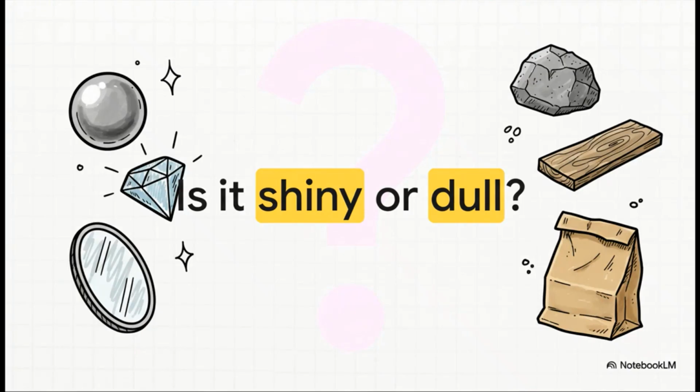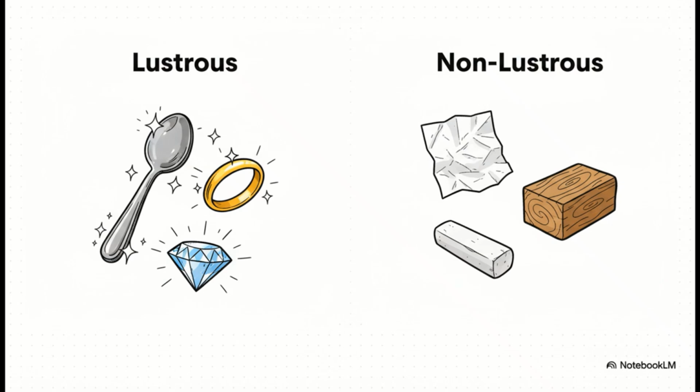So our very first clue is all about how something looks. The first question we ask is pretty simple. When you look at a material, is it shiny or is it kind of dull? This shininess property has a scientific name, luster. So materials that are shiny, like a metal spoon or maybe a gold ring, we call those lustrous, and materials that aren't shiny at all, like a piece of paper or a block of wood, are non-lustrous. Really, luster is just a fancy science word for how shiny something is.